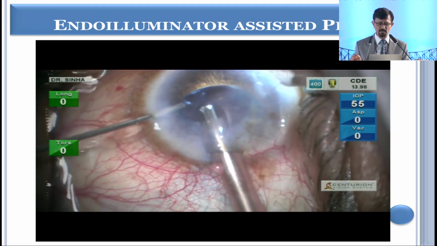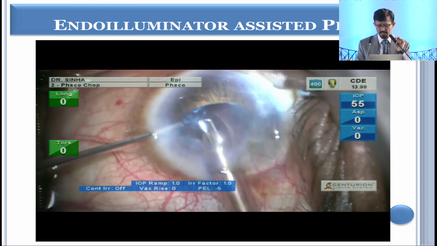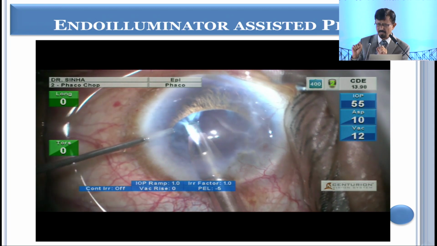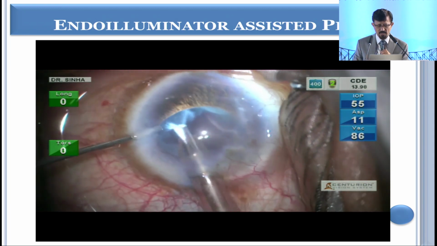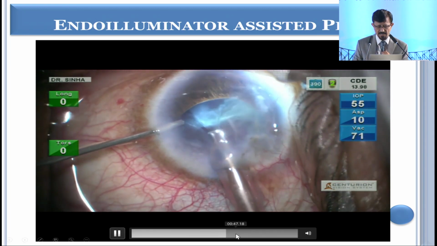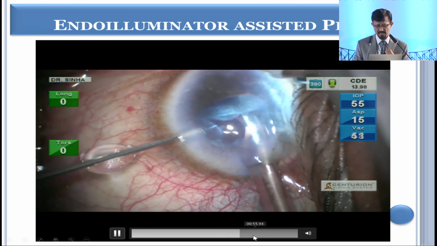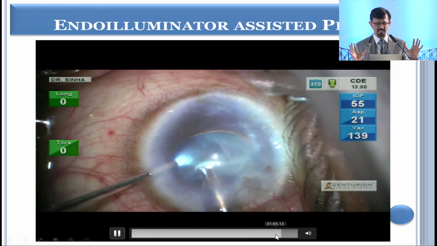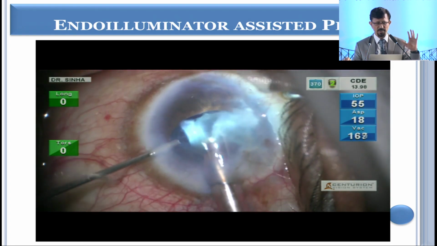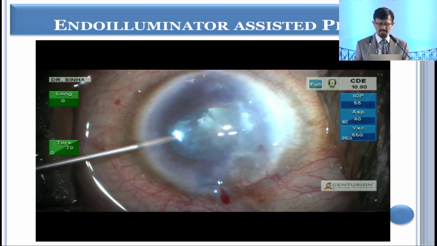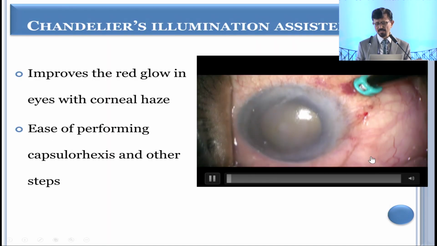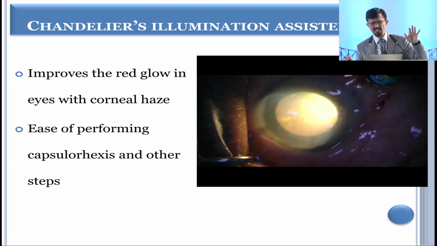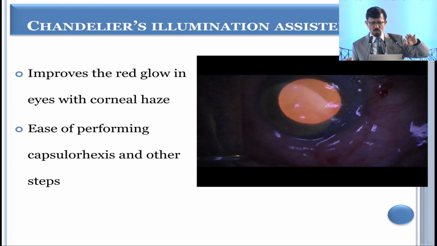As you can see now, the endo-illuminator is inside. You can exactly see the margin of the epinuclear plate. You can hold it and you can bring it towards the center and aspirate it completely nicely. So that's how endo-illuminator again is a very useful tool. Only thing is that we have to understand how best we can use it. Chandelier illumination again is a useful tool in cases not with a leukomatous opacity, but in cases wherein you have a haze, a very bad ocular surface, or where there's a haze.